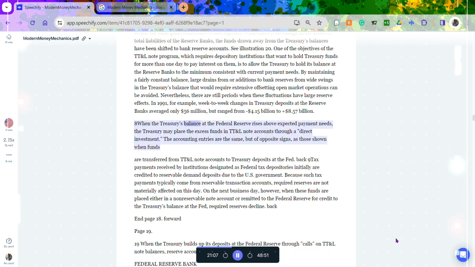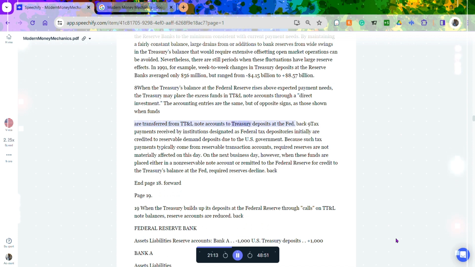8. When the Treasury's balance at the Federal Reserve rises above expected payment needs, the Treasury may place the excess funds in TT&L note accounts through a direct investment. The accounting entries are the same, but of opposite signs, as those shown when funds are transferred from TT&L note accounts to Treasury deposits at the Federal Reserve Bank.